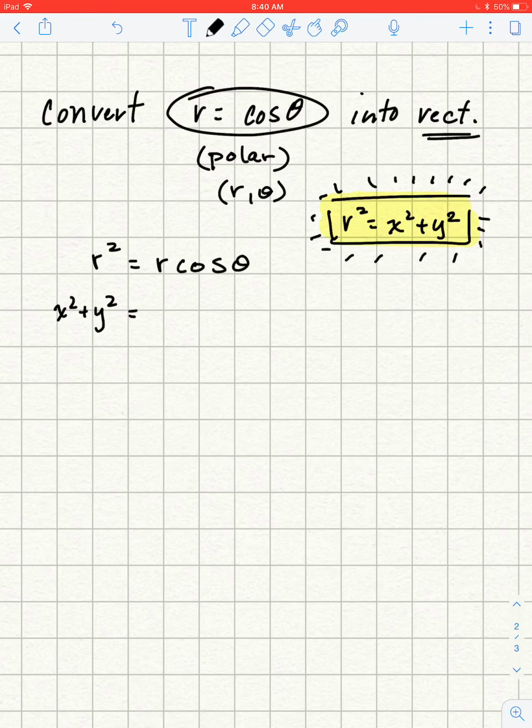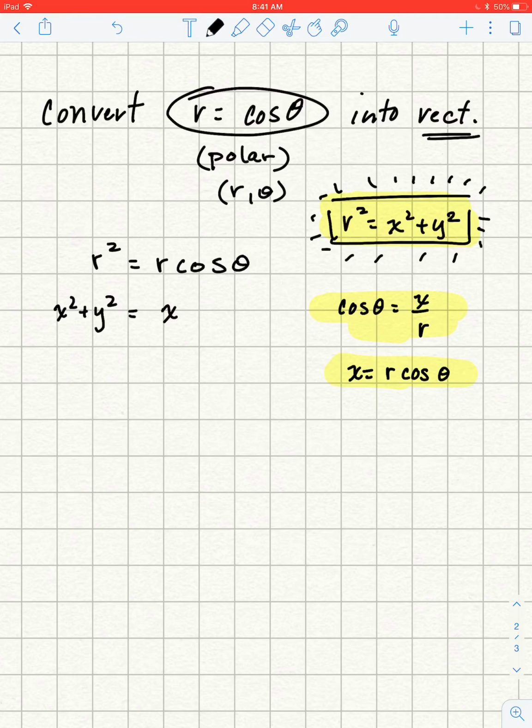Now r cosine theta, if we go back up to that triangle, that will just be your x coordinate. Just remember, because cosine theta is going to be x over r, or x is equal to r cosine theta. Again, these are some basic triangle trig, unit circle trig, things that are going to be useful. Now what does this look like?